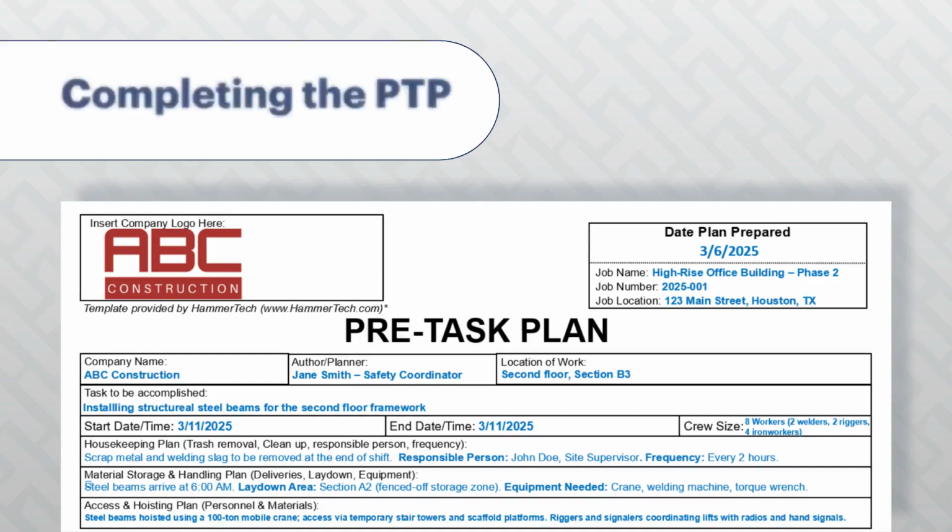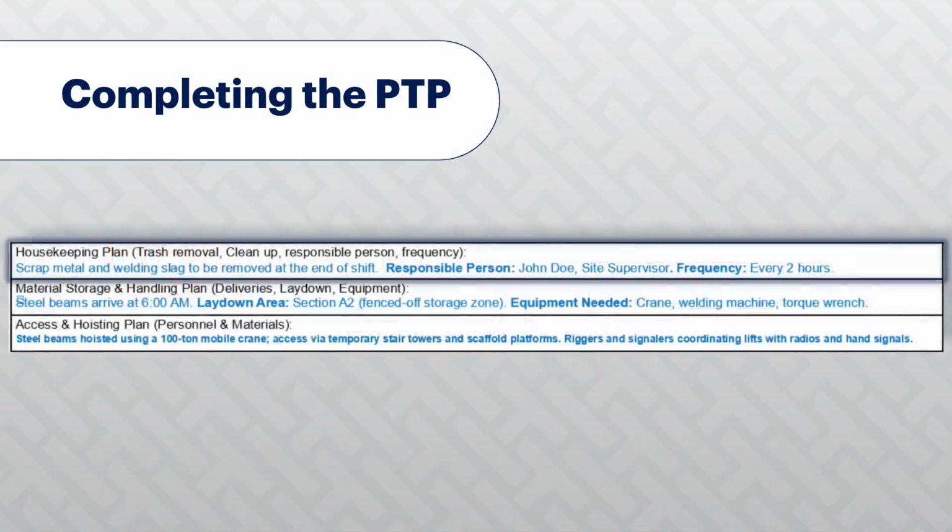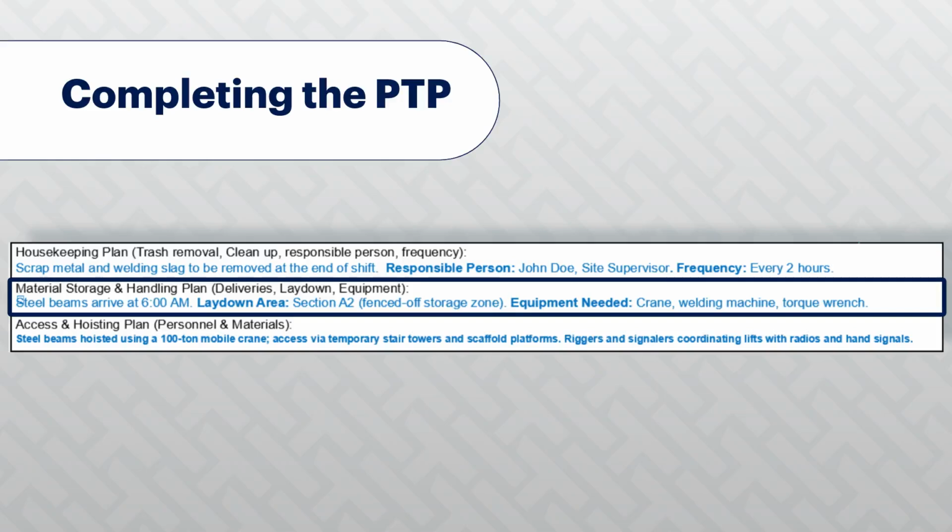Start by capturing details specific to your day's activities. Remember that different locations may pose different hazards and may need a separate plan. You want to include things like housekeeping, material storage and handling, and access and hoisting. Assign people, the method, and the frequency to your housekeeping. Discuss material transport, staging, and distribution. Are you expecting any deliveries, and how will those be offloaded?